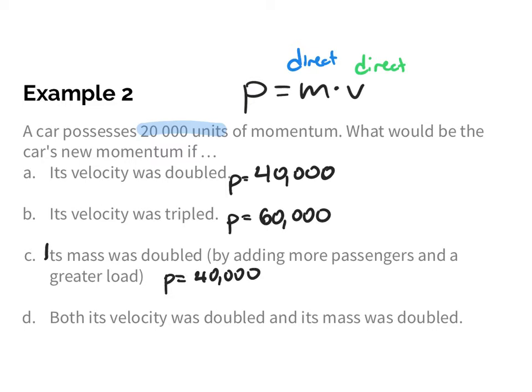And then if I were to change both, so if I were to double velocity and double mass, it's kind of like a double-double, so that would be a quadruple, so my momentum would be 4 times bigger. So this would actually give me 80,000 units of momentum.